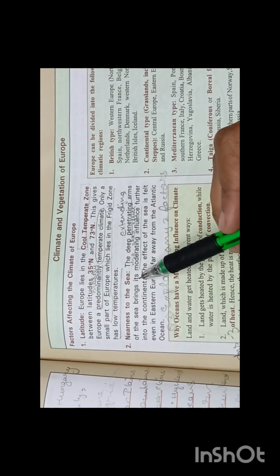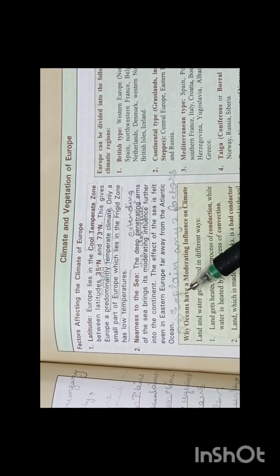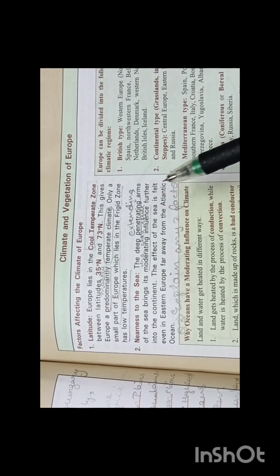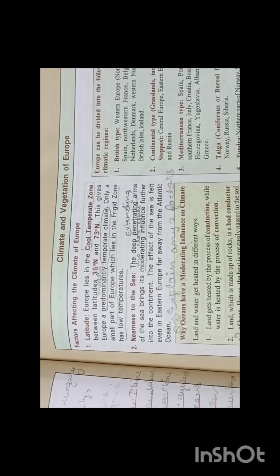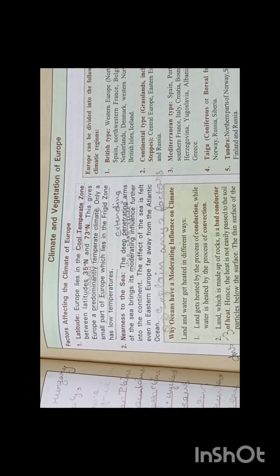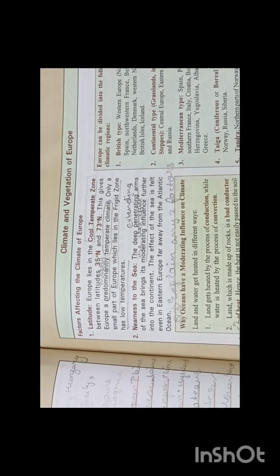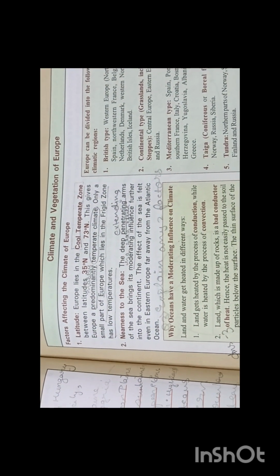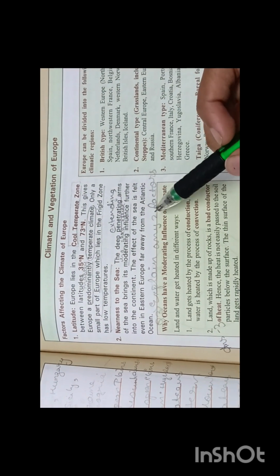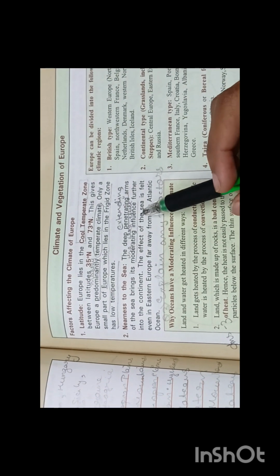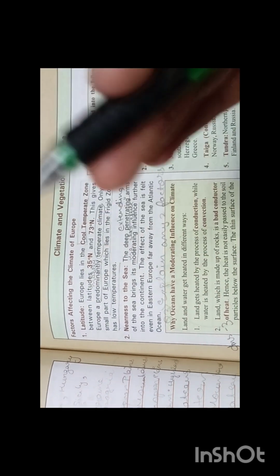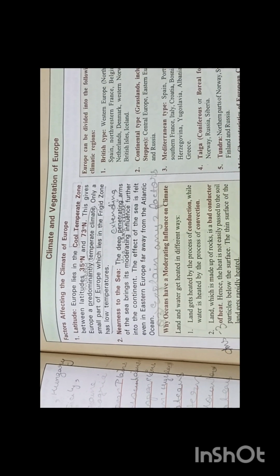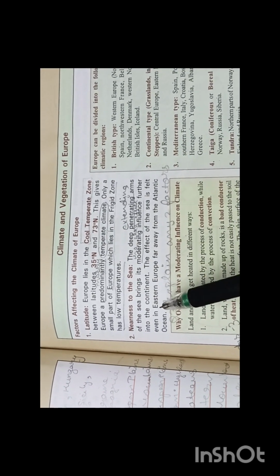Now, the second one is the nearness to the sea. The deep penetrating, that is, penetrating means extending. So the deep extending arms of the sea, because of the deep extending arms of the sea, there is a moderating influence into the continent. The moderating influence means the sea's effect. There is a sea's effect in the continent because of the deep extending arms of the sea.